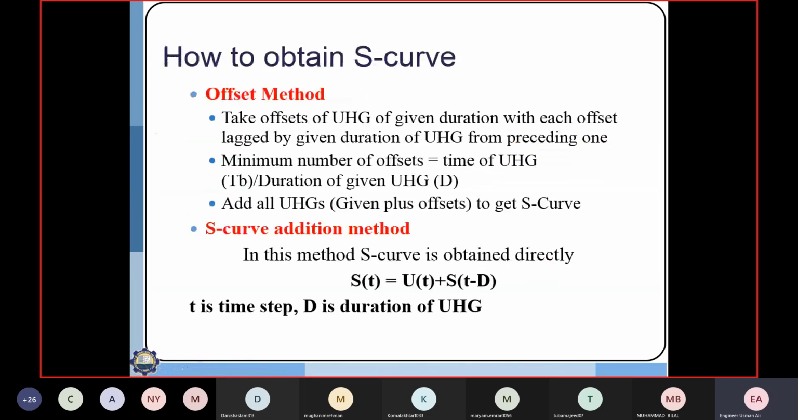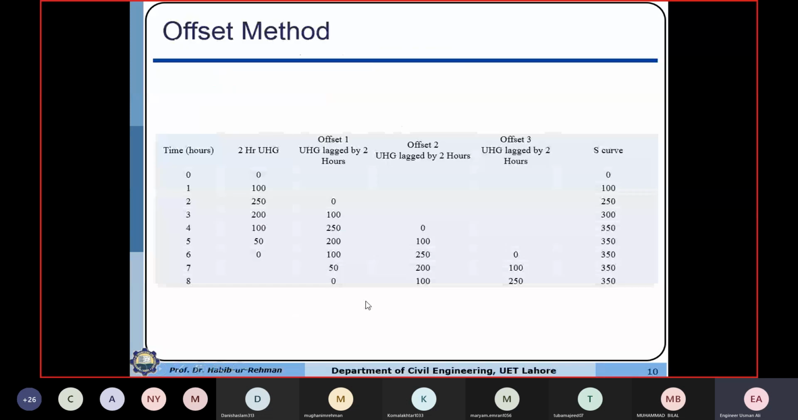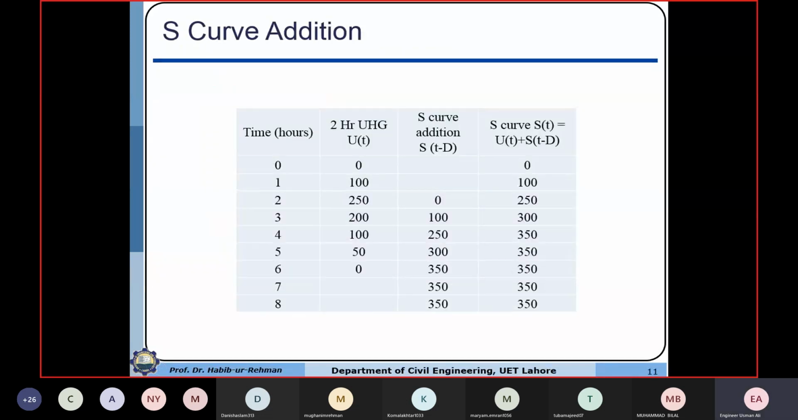The second method is known as the S curve addition method, in which we can obtain the S curve directly without any offsets. The equation that we can use is the given one: S of t, the ordinate of the S curve at any time step t, is equal to the ordinate of the unit hydrograph for the same time step plus S of t minus D, where t is the time step and D is the duration of the unit hydrograph. So this is the S curve addition method.